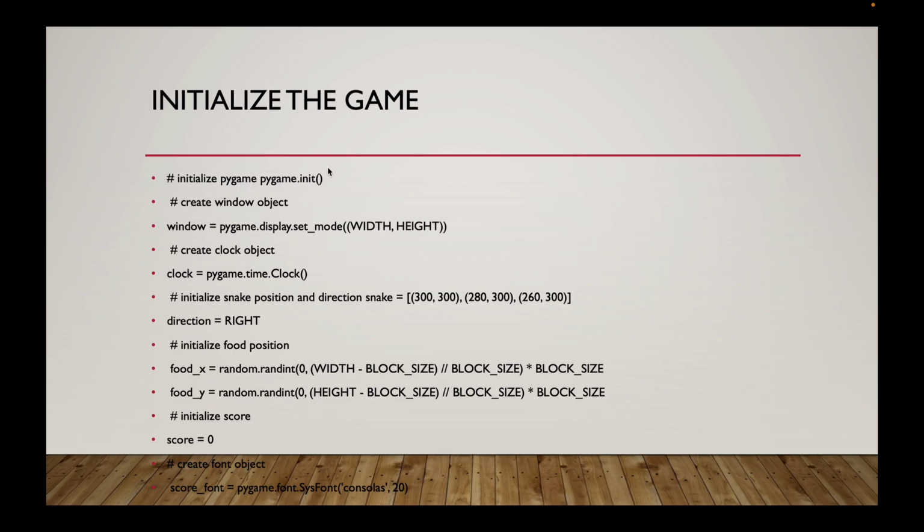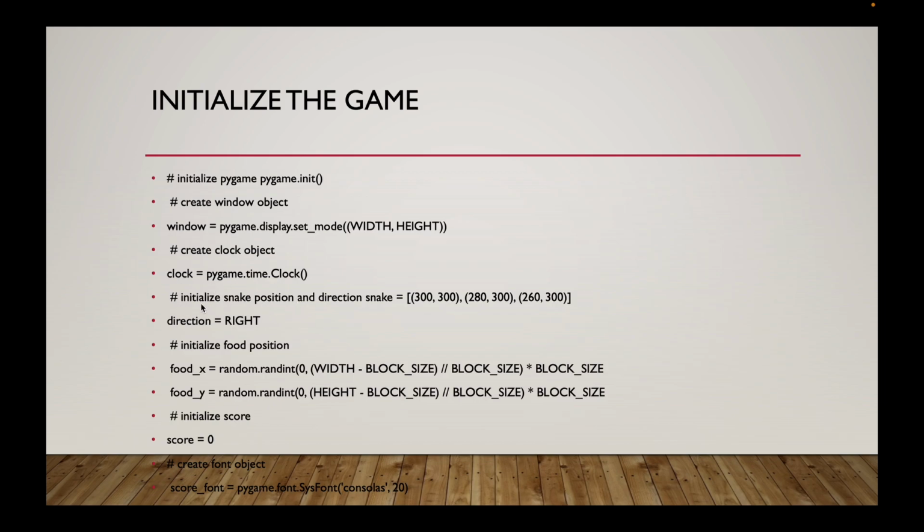Initialize pygame. It will initialize the game. Then we will create a window using pygame.display.set_mode where we will pass width and height. Now we have window, we have initialized the game, and now here we are setting the clock. So this clock will count the time.